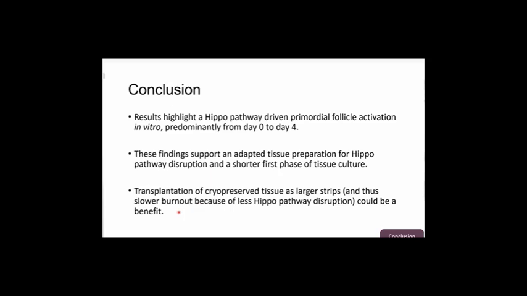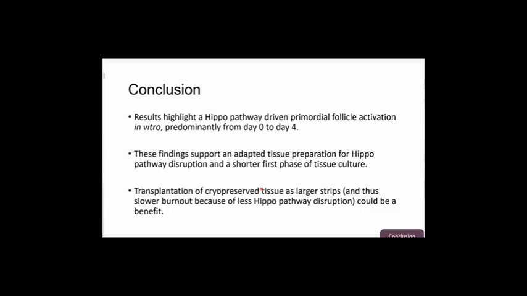This enables us to conclude a few things. First of all, our results highlight a Hippo pathway-driven primordial follicle activation in vitro, and this predominantly from day 0 to day 4. Secondly, the slightly different findings between oncologic and transgender patients support an adapted tissue preparation for Hippo pathway disruption, and based on this Hippo pathway-driven primordial follicle activation in the first part of the culture, we also recommend a shorter phase of this tissue culture part.